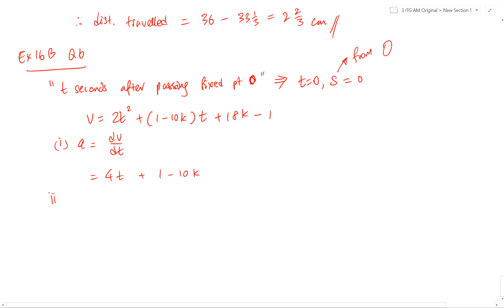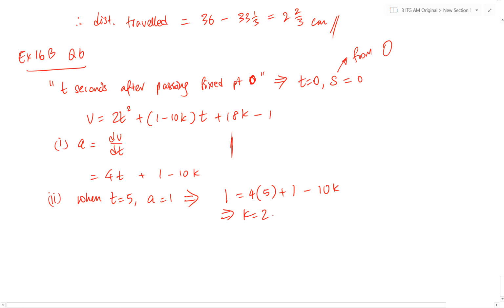Now in part 2, they tell us that when t equals to 5, a is equal to 1. When t equals to 5, a equals to 1. This is from the question. What shall we do with this? Sub. We sub inside a to become 1 and t goes to 5, and then we are left with one equation with how many unknowns? One unknown. Just one unknown. I'm sure we can do that. So substituting, we have 1 equals to 4 times of 5 plus 1 minus 10k. K equals to 2. Okay, thank you.